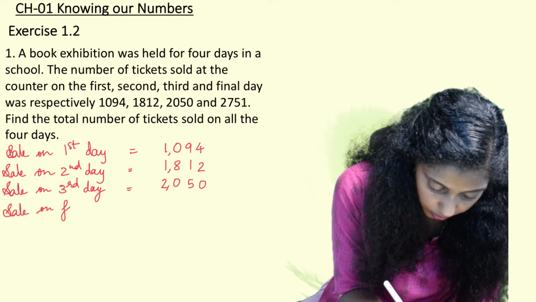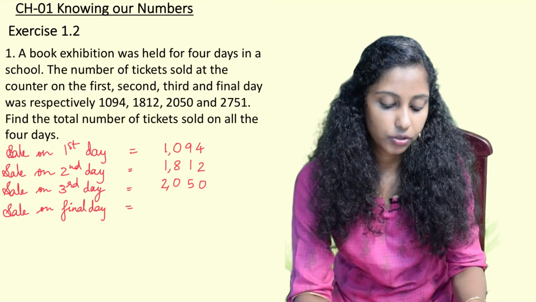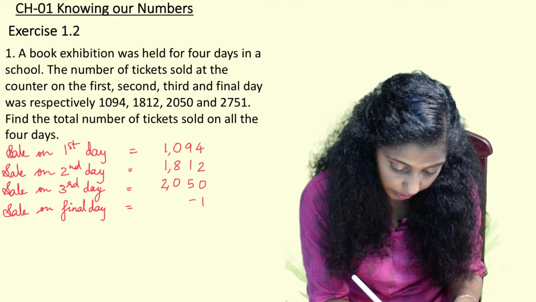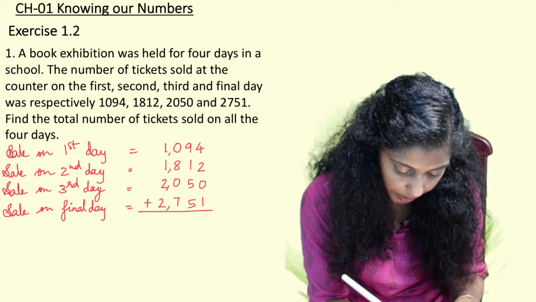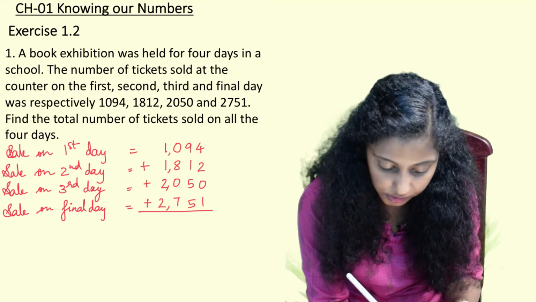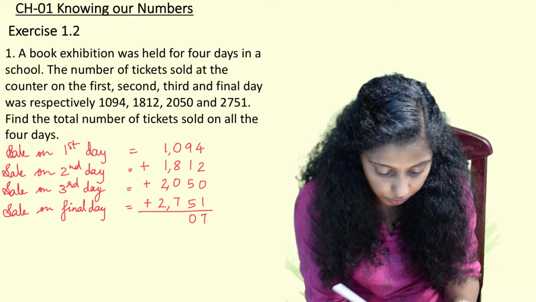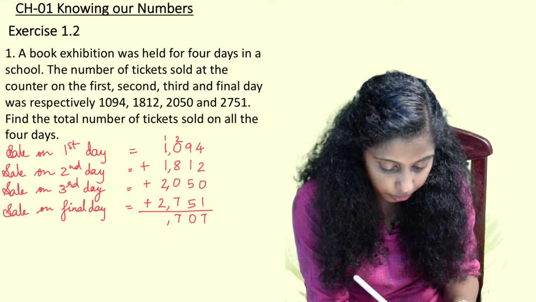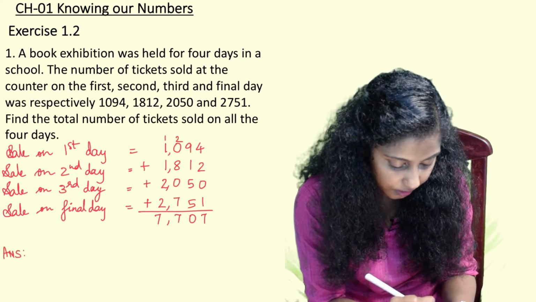And sale on final day is equal to, here again we write from the last unit space so that we get all the digits one below the other properly. And total number means we have to add. And basic addition, 4 plus 2, 6 plus 0, 6 plus 1, 7, 9, 1, 10, 5, 5, 10, 10, 10, 20, 0, 2 carry, 8, 2, 10 plus 7, 17, 3 plus 4, 7. So then we write the final answer.